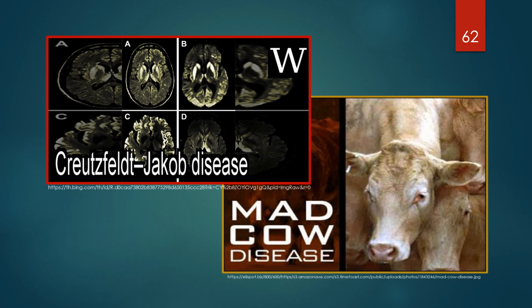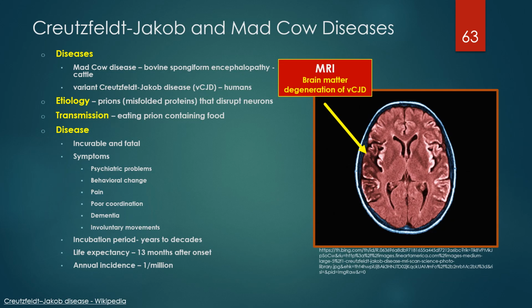Let's now consider rare prion diseases, variant Creutzfeldt-Jakob disease in humans, and mad cow disease in cattle. Mad cow disease is also called bovine spongiform encephalopathy. It's likely caused by misfolded proteins called prions that disrupt neurons and cause degeneration of brain tissue, as demonstrated in the MRI on this slide. Human disease is called variant Creutzfeldt-Jakob disease, VCJD, and is thought to be caused by eating food like beef that contains bovine spongiform encephalopathy prions. These diseases are incurable and invariably fatal.